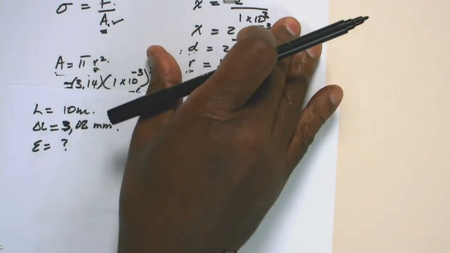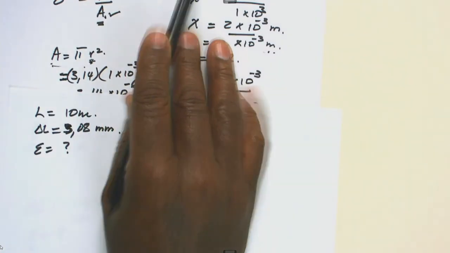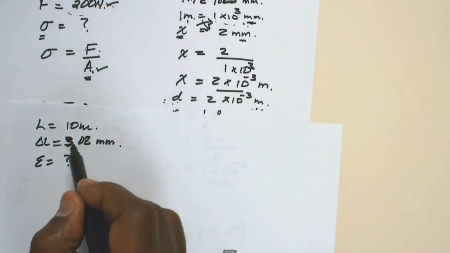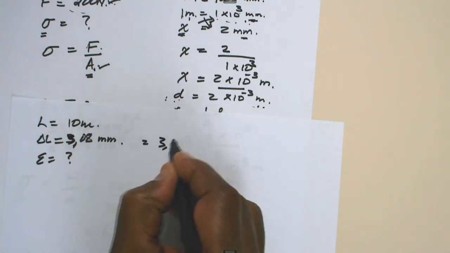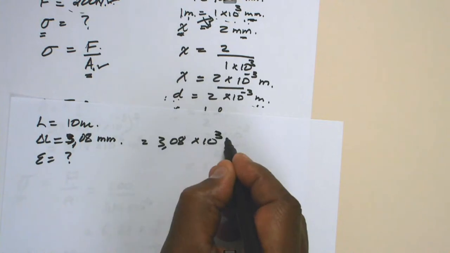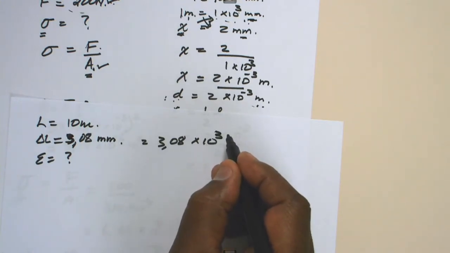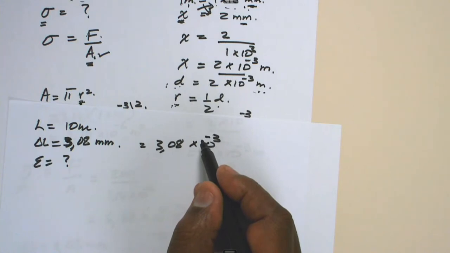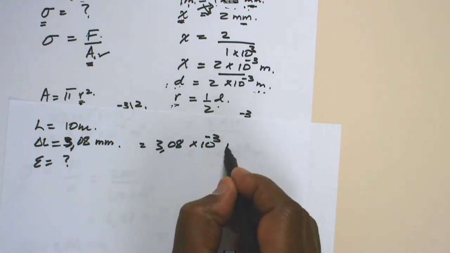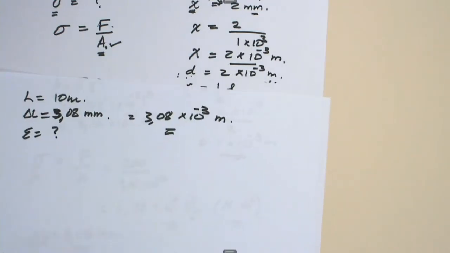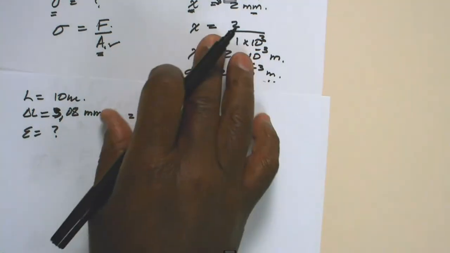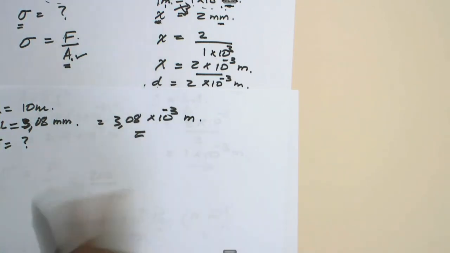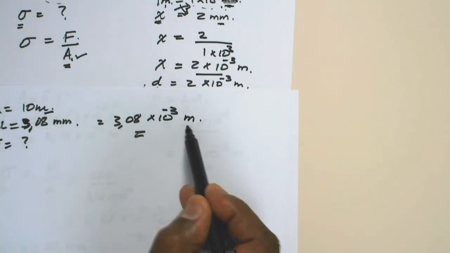I think from what we learned here, that 1 meter is 1 × 10³ millimeters. So we can just use that. 3.08 will be 3.08 × 10³. Did we say 10³? We are converting it to meters, so it should be to the power minus 3 meters, because we are converting it to meters. We use the same conversion argument that we used to get 3.08 × 10⁻³ meters. So once we have converted that, we have the same unit, meter, there.